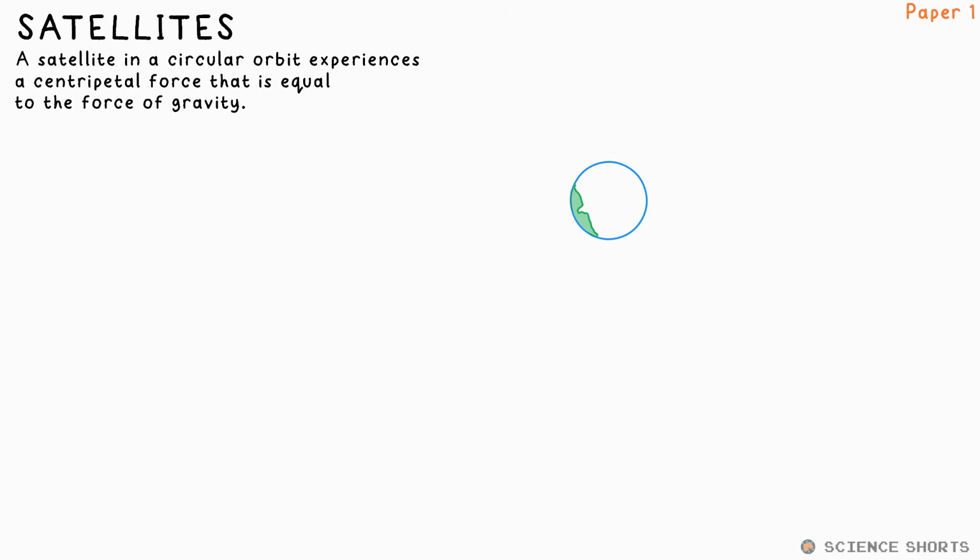We know from circular motion that centripetal force is equal to mv squared over r. For a satellite, this is due to gravity, and so thus GMm over r squared. We can equate these.